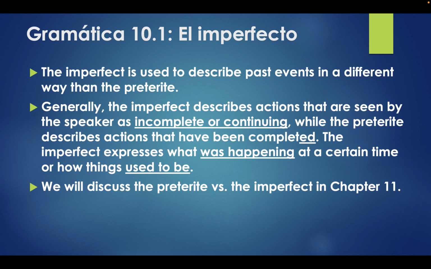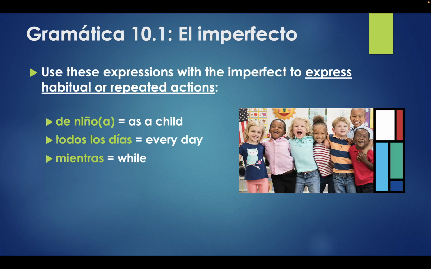We'll get into the specifics of this later, and I'll give you much better examples, and we'll talk about it in chapter 11, how to differentiate. But for now, I just mostly care about you being able to conjugate in the imperfect and understanding that it's the second of the two past tenses.